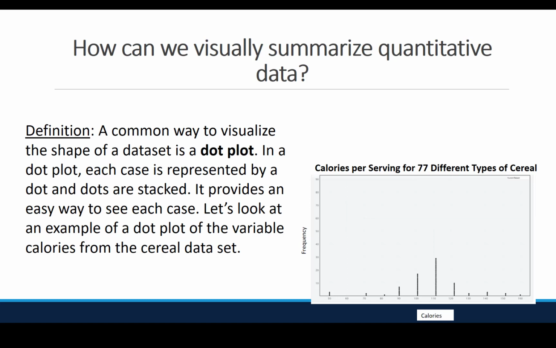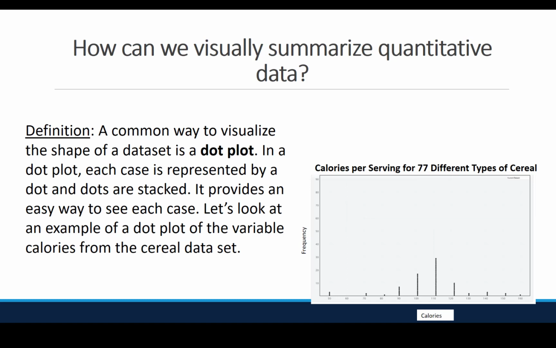Definition. A common way to visualize the shape of a data set is a dot plot. In a dot plot, each case is represented by a dot and the dots are stacked. It provides an easy way to see each case. Dot plots are useful when we have a small number of observations. Let's look at an example of a dot plot of the variable calories from the cereal data set.